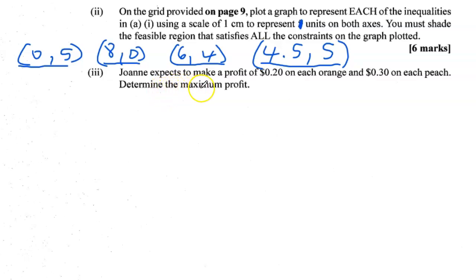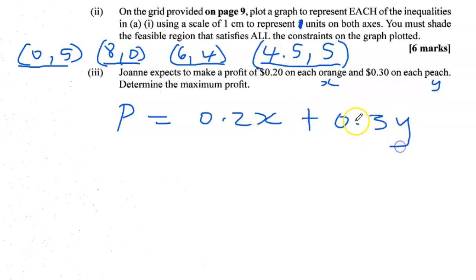Joanne expects to make a profit of 20 cents on each orange and 30 cents on each peach. Determine the maximum profit. So x for orange, remember y for peach. So the profit function is given as 0.2x plus 0.3y. To get the maximum profit, now we need to try all of these values. And whichever value gives us the maximum value for the profit, P, then that's our maximum profit.